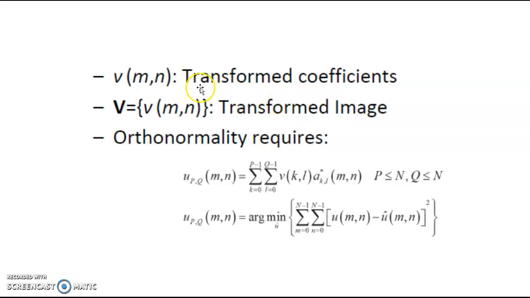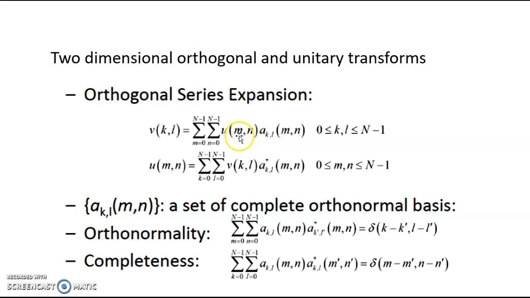Then this V actually represents the transformed coefficients, or we can represent the set V as the transformed image. The original image is transformed into V by multiplying it with some complete orthonormal basis function A. Here again the equations are the same: V equal to A into U, and U equal to A conjugate transpose V. Equations are the same.